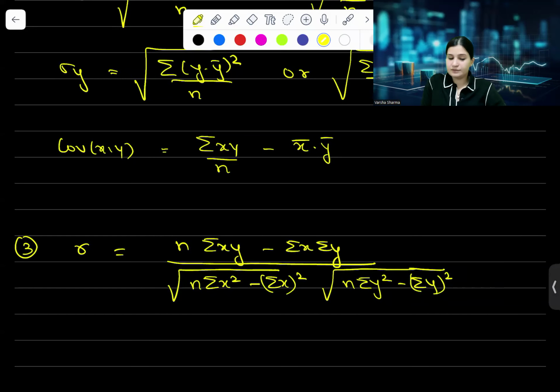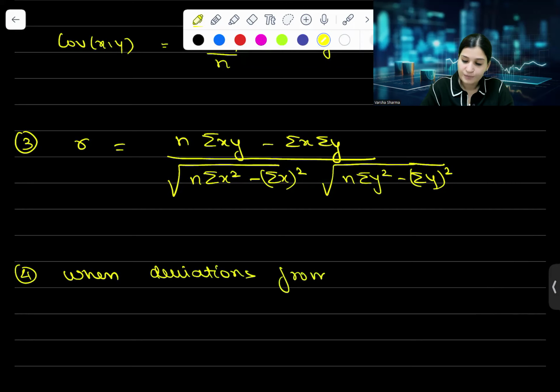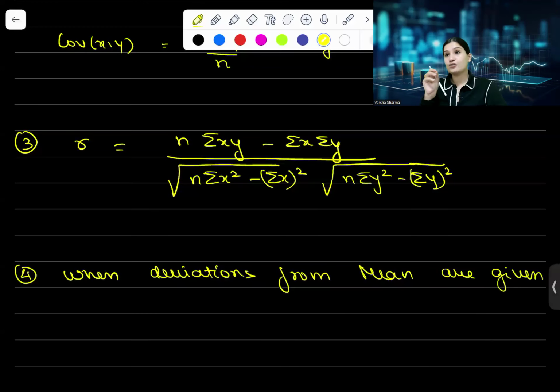This is another formula. Last is this formula when deviations from mean are given. That means you're not given the actual x and y values. You are given the deviation x minus x bar value, and y minus y bar value. The question will tell you specifically that I'm giving you deviation.